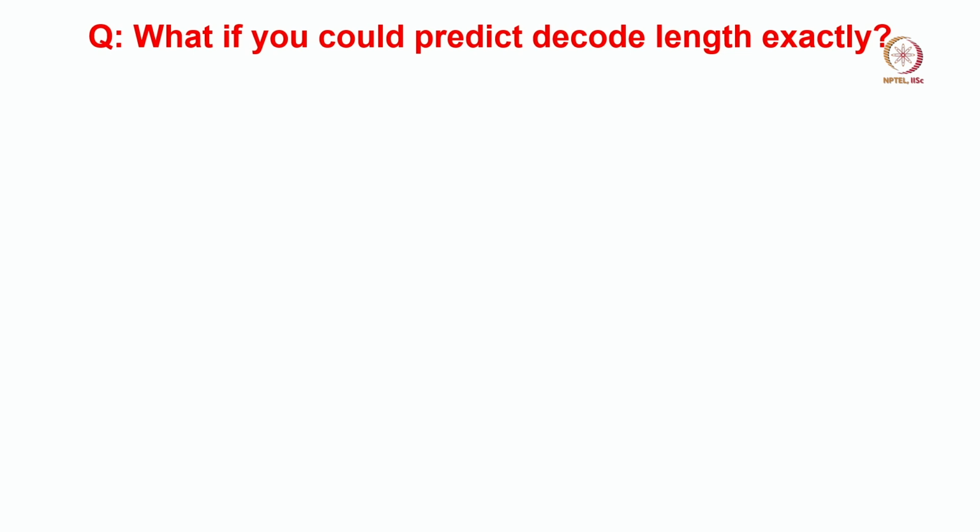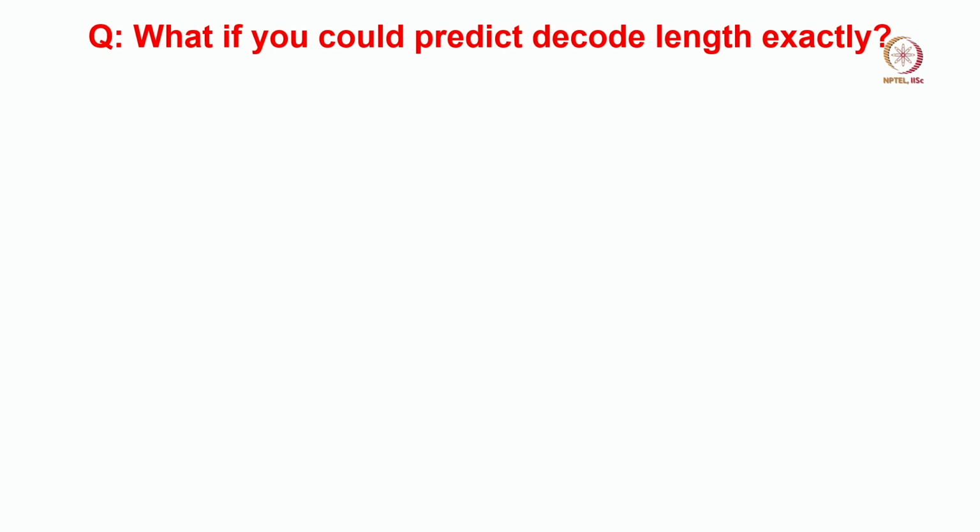Now of course, one way to get rid of the problem of external and internal fragmentation is: what if we could predict the decode length exactly? Whenever we receive a prompt, what if we have a mechanism that can predict the exact decode length?